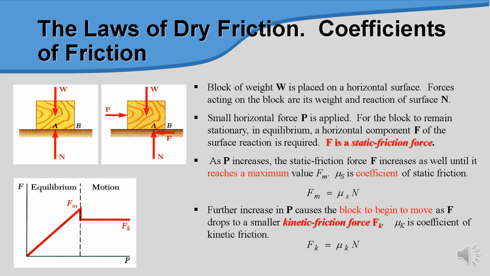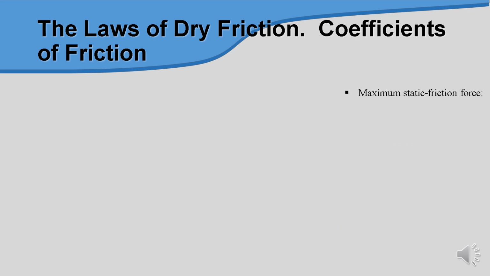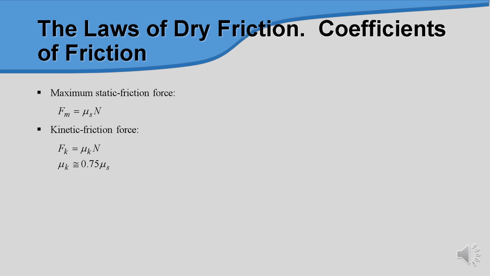We call it the coefficient of kinetic friction, mu k. As you can see, the formula is the same but different in terms of the coefficient, whether static or kinetic. So the maximum static friction we will state as Fm equal to mu s N. For the kinetic friction, we will state Fk equivalent to mu k N.